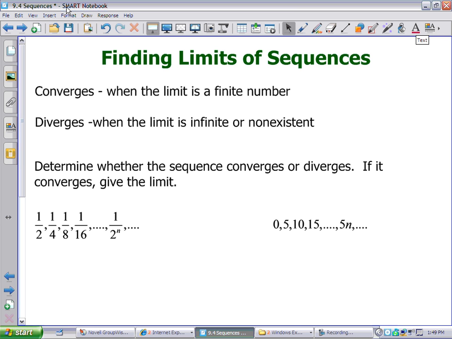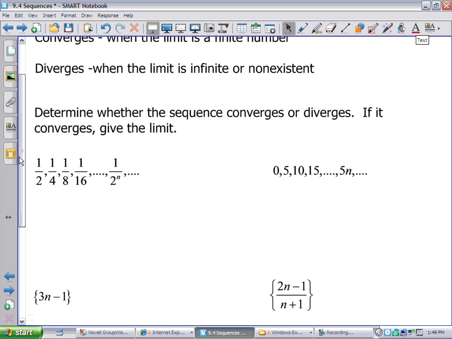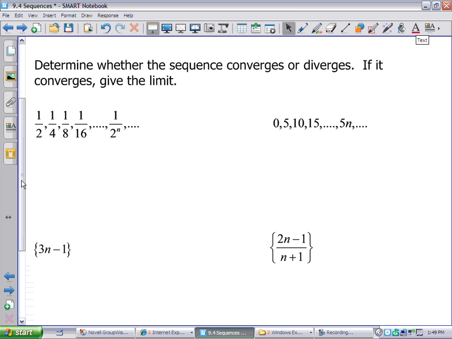When we talk about finding limits, it's very similar to the end behavior asymptotes. So when we were finding limits of end behavior asymptotes several chapters ago, you're going to apply those same concepts. All right, at the beginning here, we've got: determine whether the sequence converges or diverges, meaning does it have a limit or does it not have a limit? And if it does have a limit, give the limit. So if it converges, give the limit.